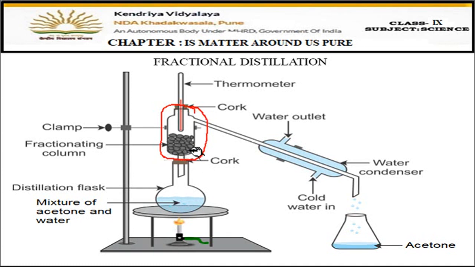Now what are these glass beads doing, children? These glass beads increase the surface area. Suppose the liquid with the low boiling point starts converting into vapors. Along with this, the other liquid also starts changing into vapors. But the other vapors, whose temperature has not yet been reached, if they also go up, will strike the glass beads, condense, and come back down here. Fine. So this is the advantage of the fractionating column.